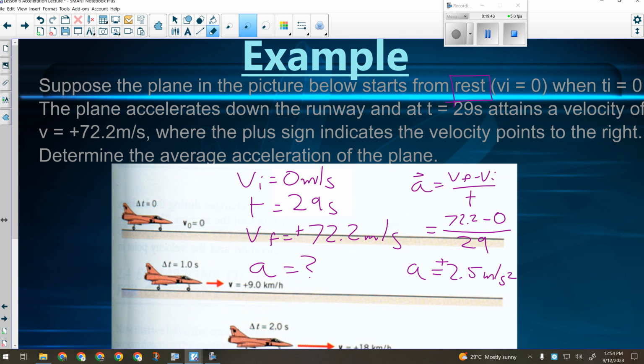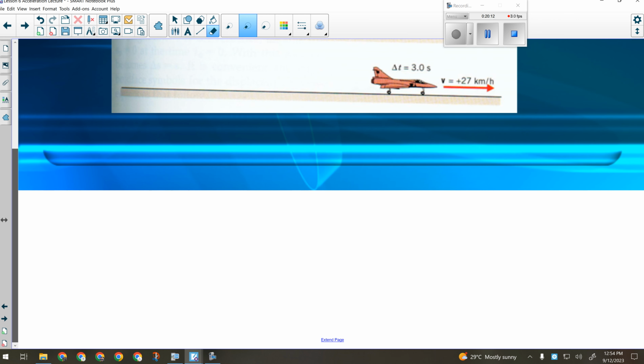Is that ringing a bell from last year? Where does that formula come from? It comes from a velocity versus time graph. What does it calculate besides acceleration on that graph? A graph of this plane would look like this. What part of that graph is acceleration? The slope.